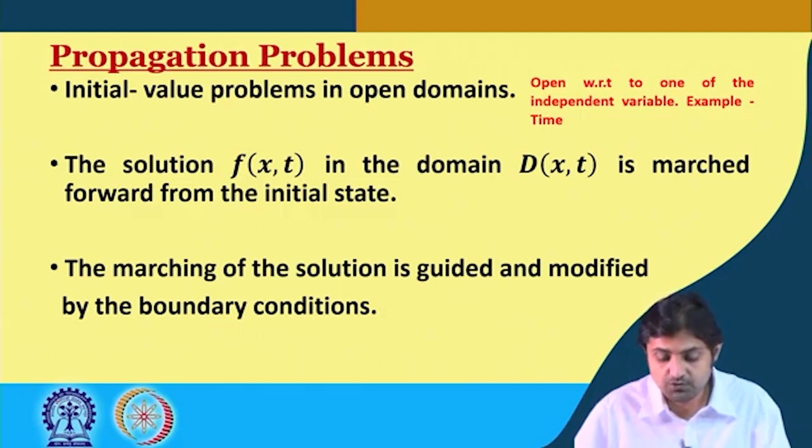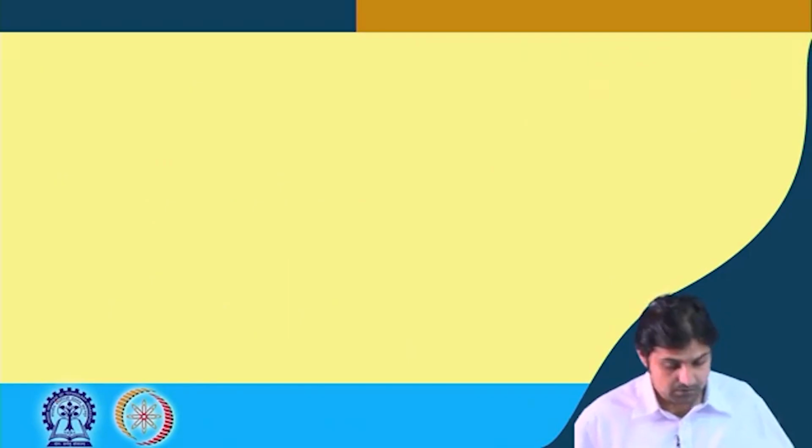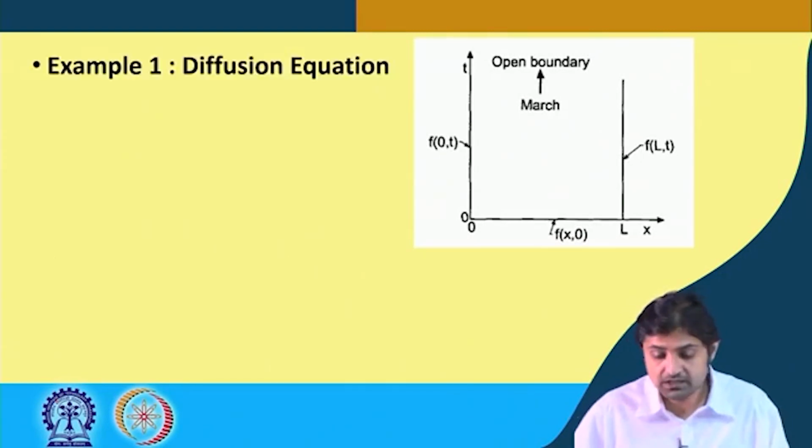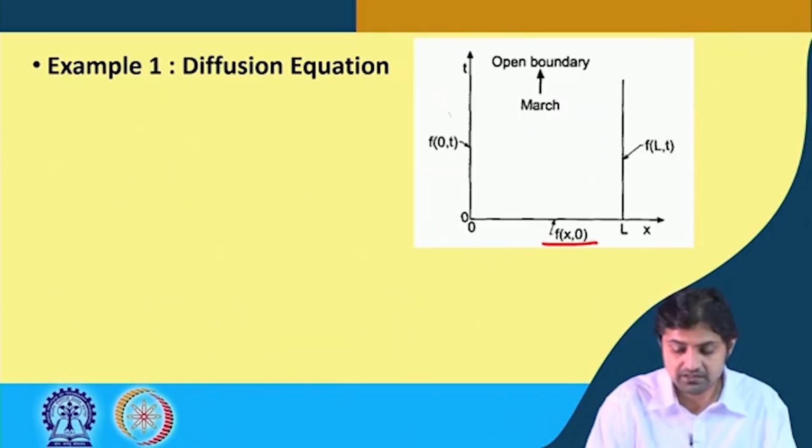So, the marching of the solution is guided and modified by the boundary conditions. If we have a different boundary condition, we still have to specify the boundary condition at time t equal to 0, the initial point, and we will also have to specify the initial values at all the points in the domain. So, boundary conditions and also the values at all the points in the domain initially too. Example 1 here is the diffusion equation. You see, this is an open boundary, in x, and this is in time t.